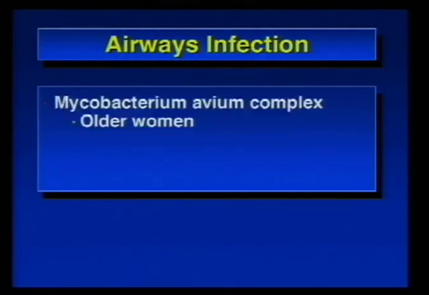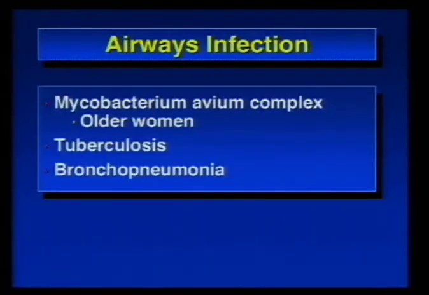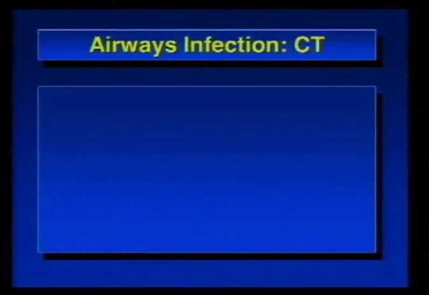Okay, in airways infection, most important diagnoses to remember are Mycobacterium avium complex, MAC. This is an atypical mycobacterium. Usually affects older women, but it can occur in men as well. TB and bronchopneumonia. So that is not the correct order. It really should be bronchopneumonia, MAC, and TB, because bronchopneumonia is far more common. So I would have given myself only a 70 for that order.